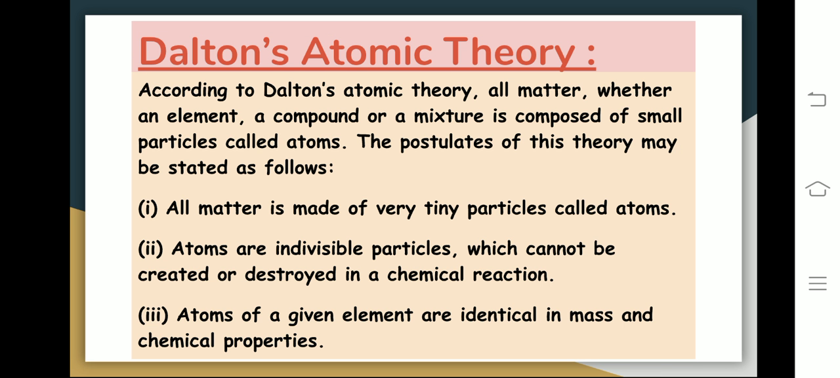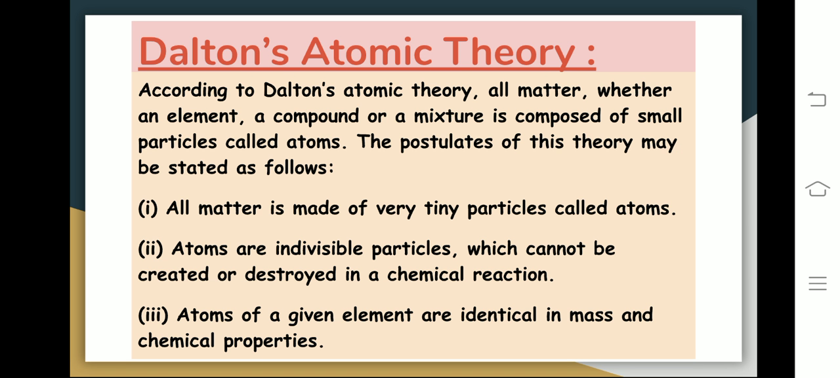Dalton's atomic theory. Dalton's atomic theory was given by a British chemist, John Dalton, who provided the basic theory about the nature of matter. This theory was based on the laws of chemical combination. According to Dalton's atomic theory, all matter, whether an element, a compound, or a mixture, is composed of small particles called atoms. The postulates of this theory may be stated as follows.